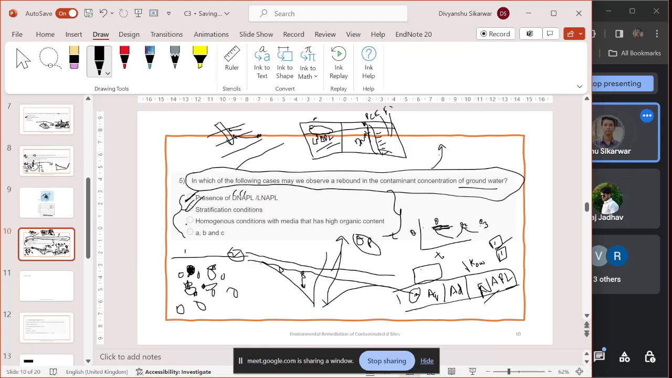Then again, homogeneous condition. So this will be because of adsorption. This same concept we studied in case two, the dissolved and the adsorbed soil condition, right? Adsorbed organic content. So all three options are correct, which means option 4 is correct. Options A, B, and C are all correct, so answer is four.